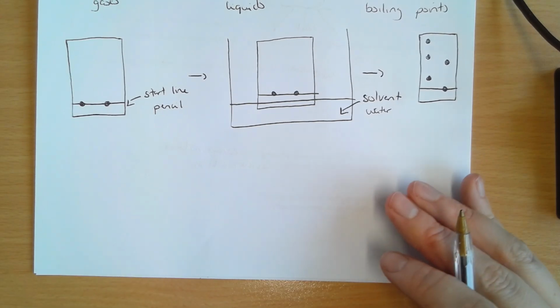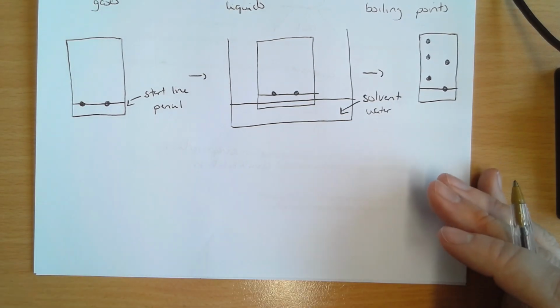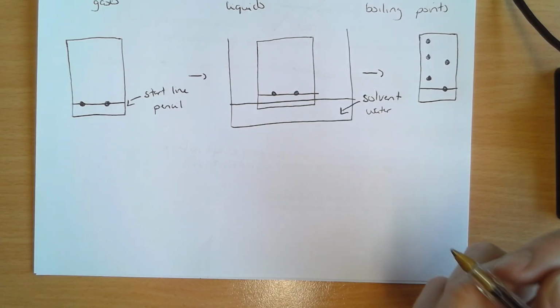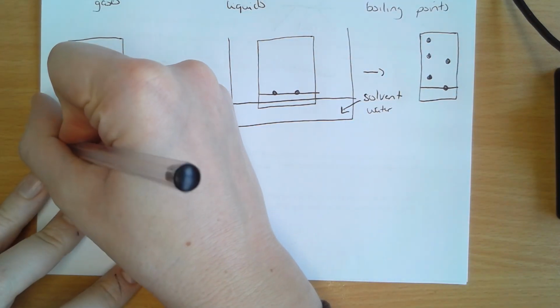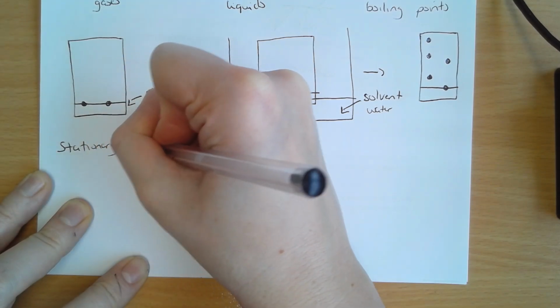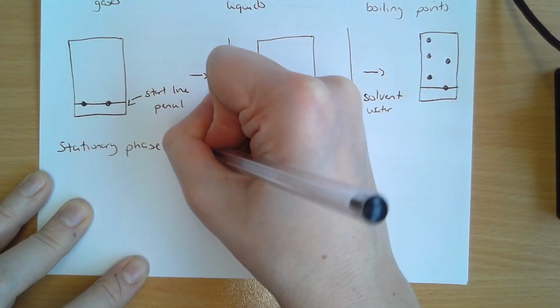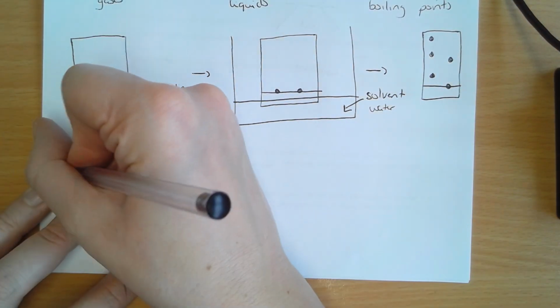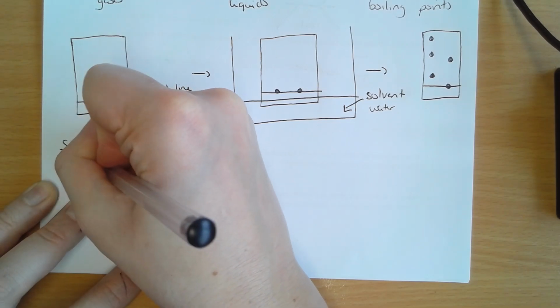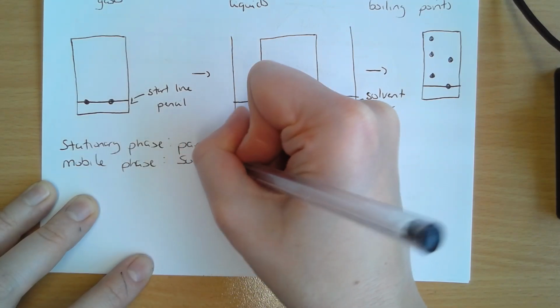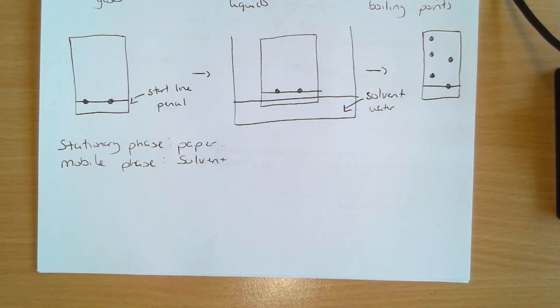So here are a few things on chromatography that they love to ask. Number 1, they'll ask you what the stationary phase is. The stationary phase is the paper itself. Okay, just a recall question. They'll also ask you what the mobile phase is. The mobile phase is the solvent. In this case it's water, but it could be a different solvent. So they love to ask those questions.